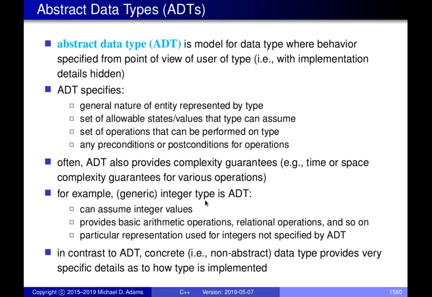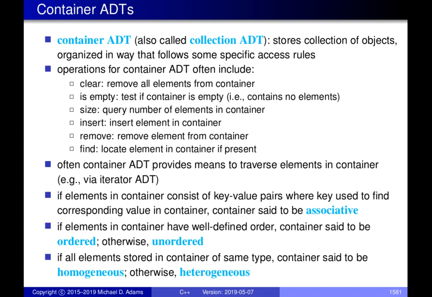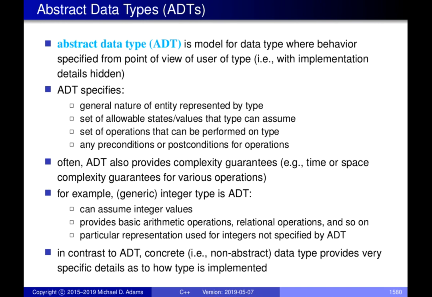I have an example here, like an integer type. The values that can be represented are integer values. It provides basic arithmetic operations and relational operations. This is maybe not such a good example for complexity guarantees, unless it's an arbitrarily large integer type or something like that. In contrast to ADTs, we have what's called a concrete data type, which is just an actual implementation of the data type.